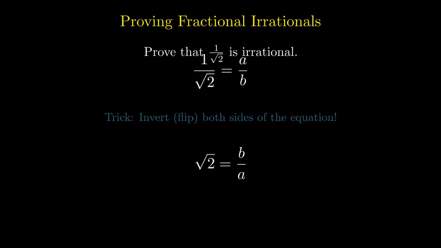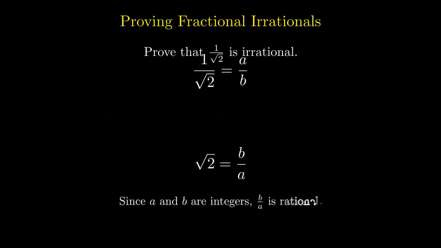Here is a useful algebraic trick: flip both sides of the equation. If 1 over root 2 equals a over b, then inverting gives root 2 equals b over a. Since a and b are integers, b over a is a rational number. This would make root 2 rational. But this directly contradicts the fact that root 2 is irrational. Therefore, our assumption was wrong. 1 over the square root of 2 is irrational.